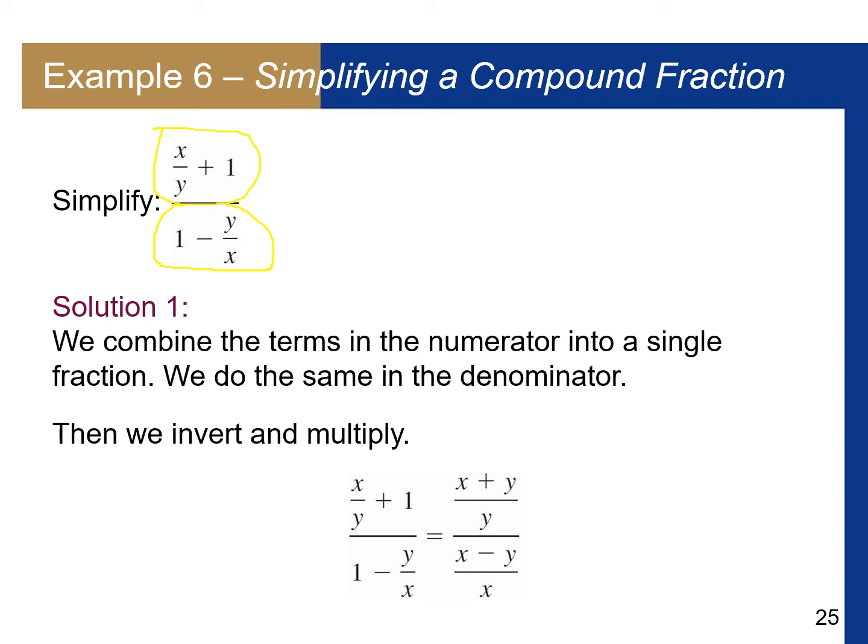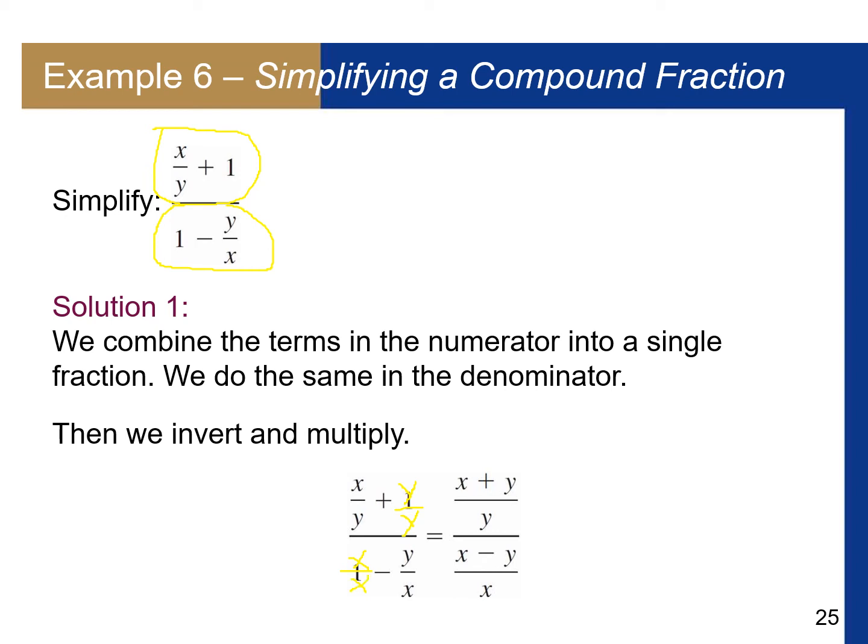So I take the top and I multiply it by y over y, and that'll give me x plus y over y. Then I take the bottom and I take x over x minus y over x. And why can I do that? Because this is 1. So I can make 1 into any form of 1 that I want to. So I can change this to be y over y, and I can change this to be x over x, as long as it's a form of 1. And the reason I'm doing that is because I need to have an LCD so that I can combine them.